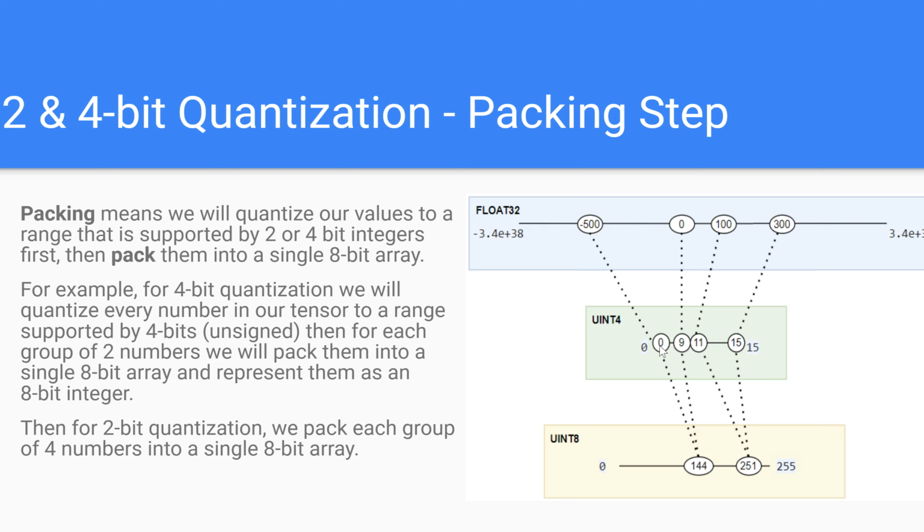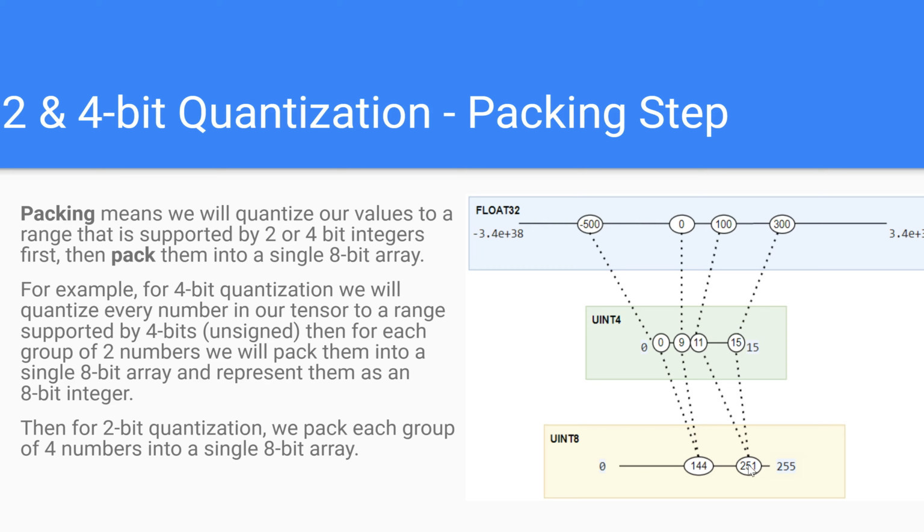And so once we have quantized them down into this range, we'll have 0 and 9 here. What we'll do is we'll take these two numbers and then we'll pack them into an 8-bit array and it'll represent an 8-bit integer, but the number that it will represent will be different, right? It'll be 144 in this case. And then we'll take the 4 bits here and the 4 bits here on 11 and 15 and pack them into one 8-bit integer, 8-bit array, and then it'll represent 251.